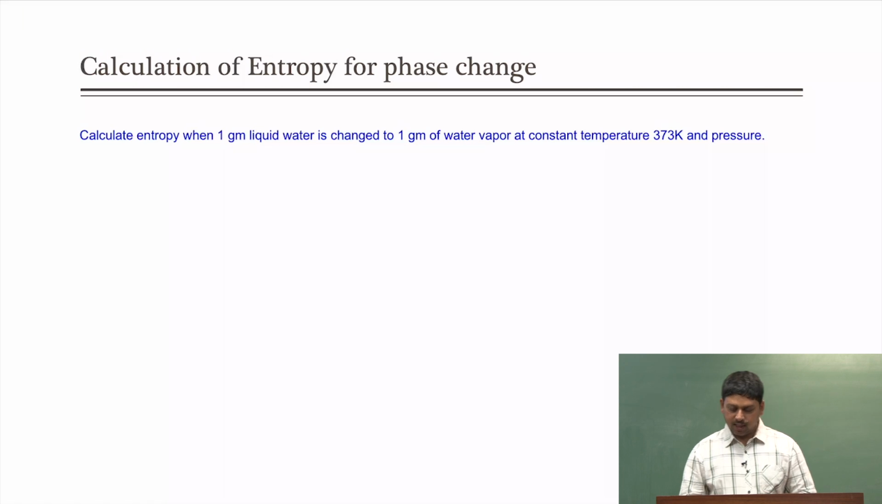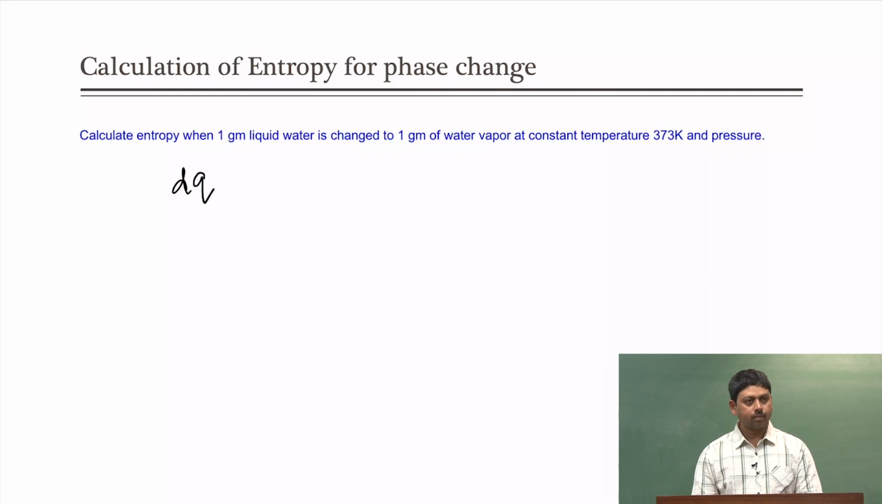Okay. So, calculate the entropy change for phase change, which is very simple. The question is to calculate the entropy when 1 gram of liquid water is changed to 1 gram of vapor at a constant temperature of 373. At 373, you know the liquid and vapor will coexist. So, all that we need is, what is the dq?